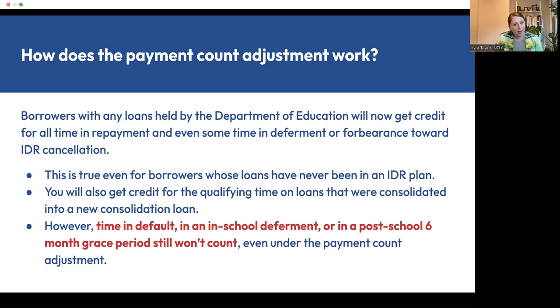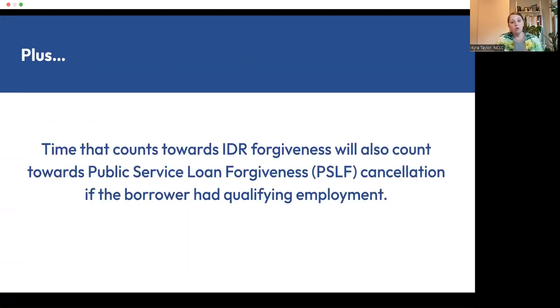Now, this is a big flag, though, especially for many of the folks here who may have significant amounts of time in default. That time in default does not count under the payment count adjustment. Similarly, time in an in-school deferment doesn't count, or in a post-school 6-month grace period also will not count. One thing to be aware of, though, is if your loans are in default and you opt into Fresh Start, you will receive credit for the payment pause, but that's only if you opt into Fresh Start, if your loans are eligible for Fresh Start.